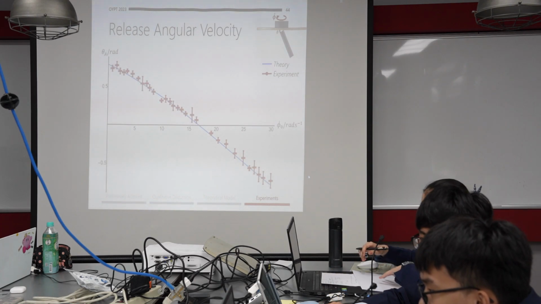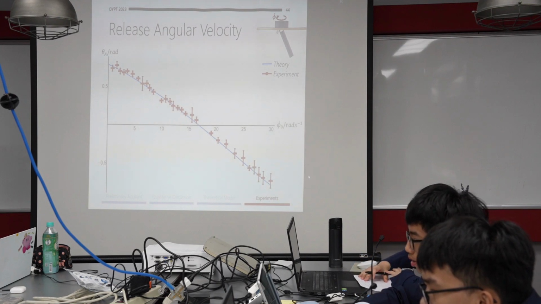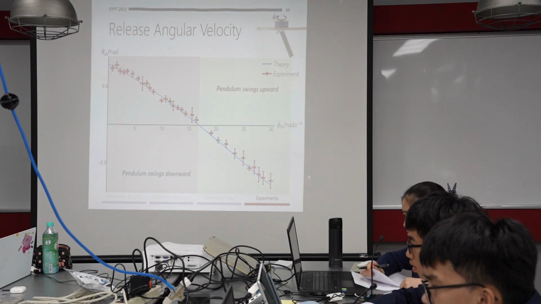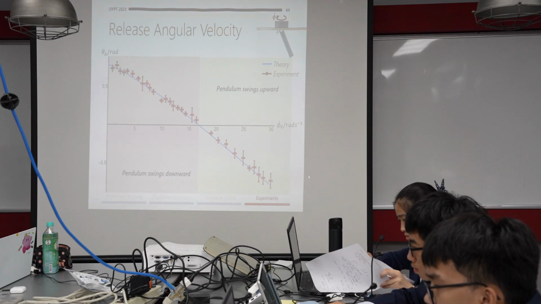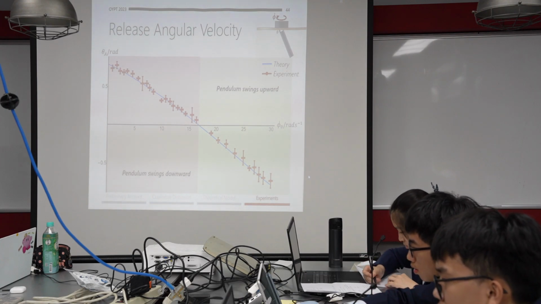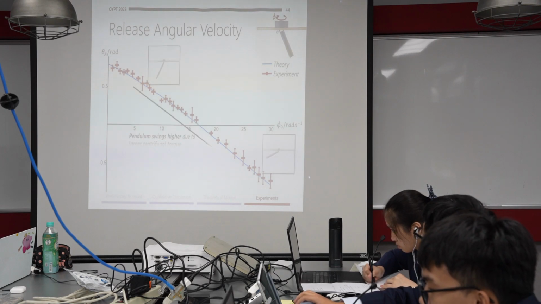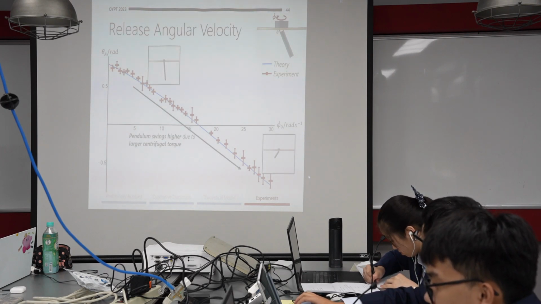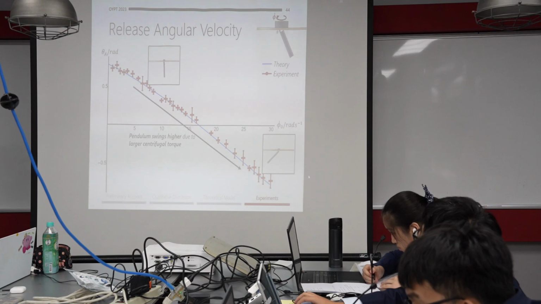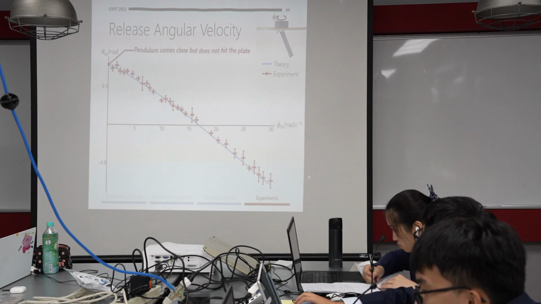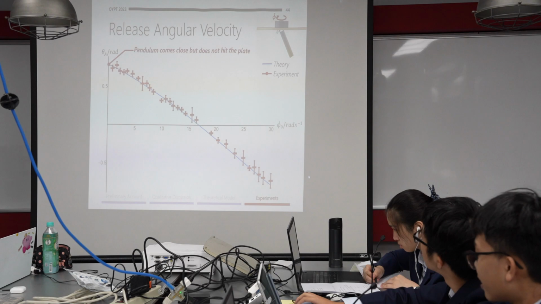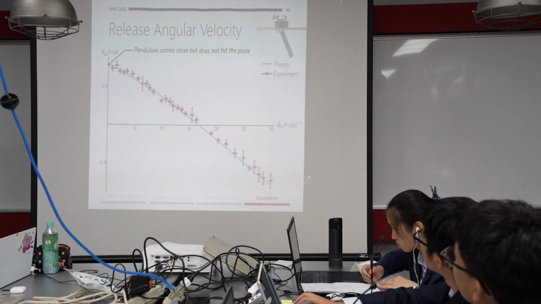We observe that for smaller angular velocities, the pendulum swings downwards to begin with, but with higher angular velocities, the pendulum swings upwards. This is because a larger angular velocity results in a larger centrifugal torque, causing the pendulum to swing upwards more. Furthermore, we also observe that at a low initial angular velocity, the circular flat face of the pendulum comes close to but does not hit the plate.